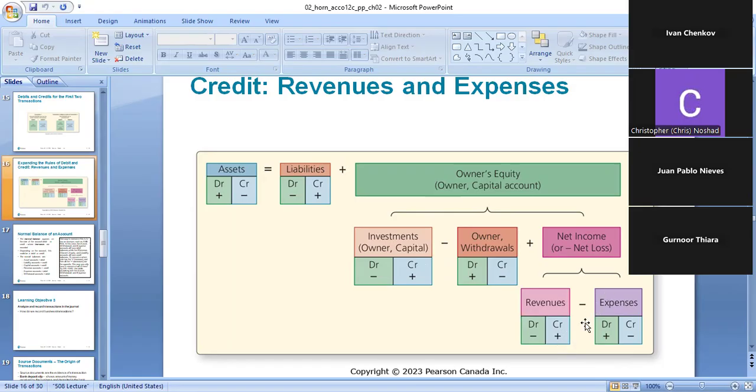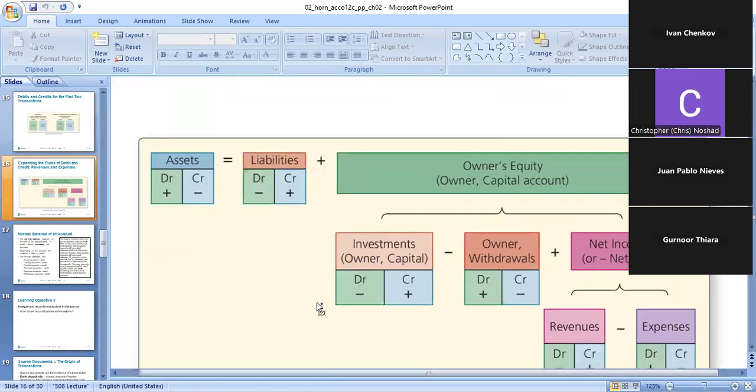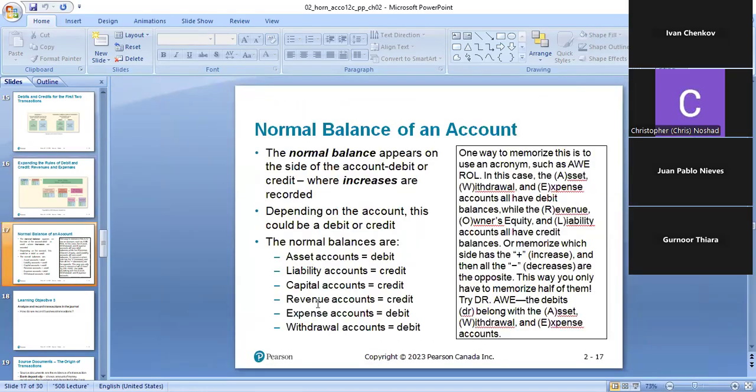How about expenses? Expenses are not good for the owners. It's a needed evil, but it decreases the owner's capital. So for that reason, expenses are going to increase on the debit side. So usually the normal balance on the expense account is on the debit. And if it's on the credit, it's going to decrease the expenses. That's all the types of accounts that you may see. So let's keep going now.